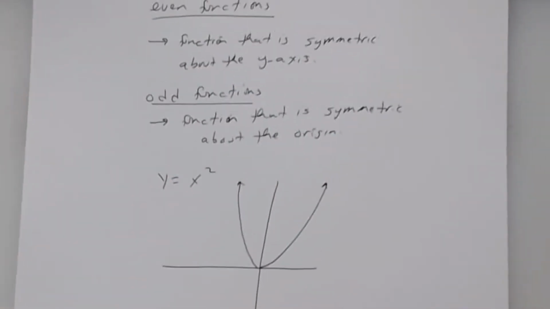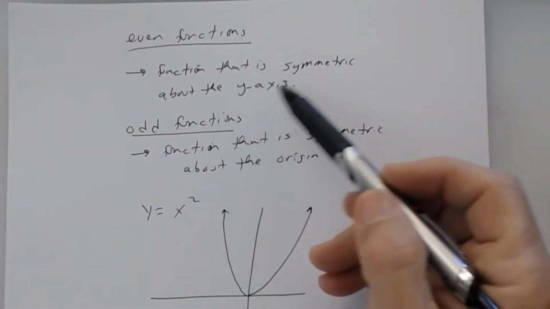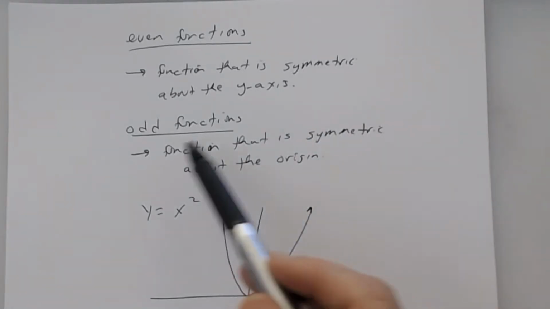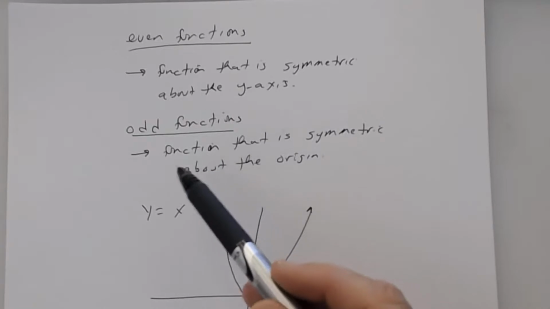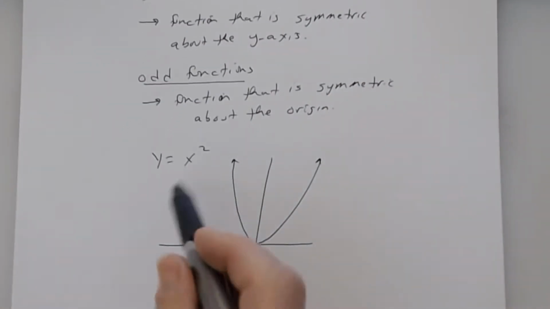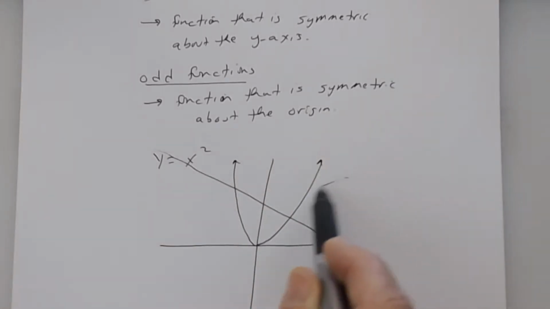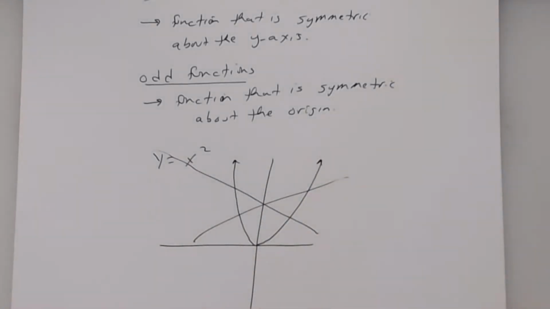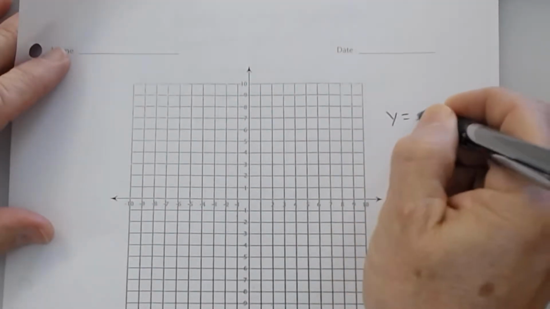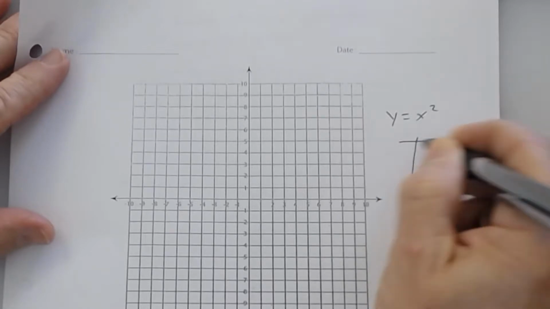Okay, so again, the even function is a function that's symmetrical about the y-axis. An odd function, or odd functions, will be functions that are symmetrical about the origin. All right, so I'm going to go ahead and redraw y equal x squared on a grid paper, so you'll see a little bit better. So remember, I'm graphing y equal x squared. I'm going to use a t-table.